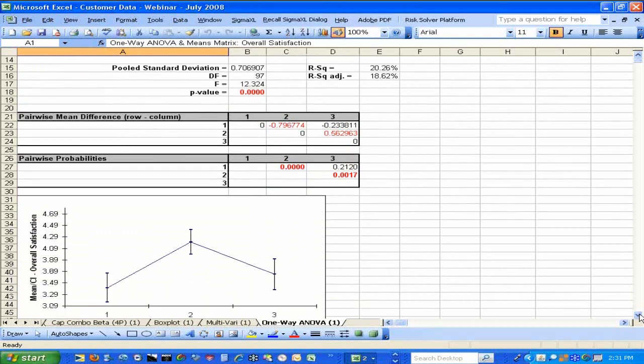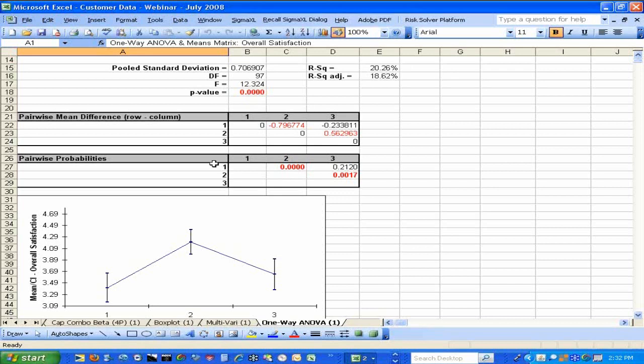One last thing, R square is the percent variation in Y that is explained by X. Now that's saying 20% of the variation in satisfaction is being explained by customer type. That's actually a pretty low number. On an analysis like this, whether it's regression or ANOVA, you'd like to see an R square of 50% or higher. So there are other X factors that we are going to explore as well. Customer type is definitely significant, but there are other things that need to be looked at.